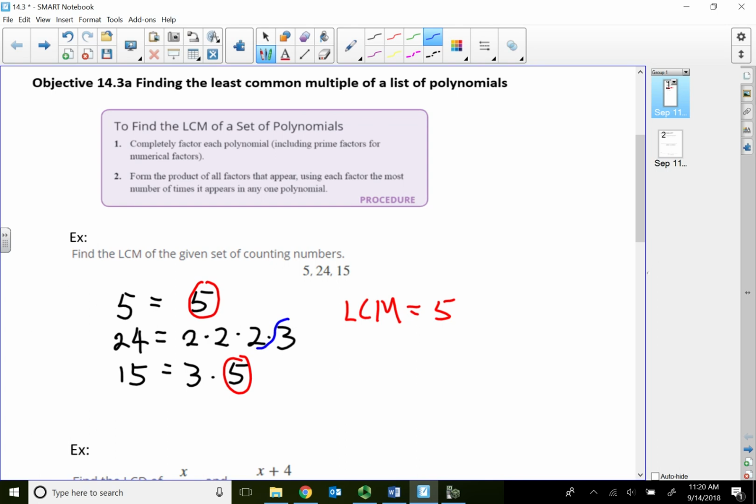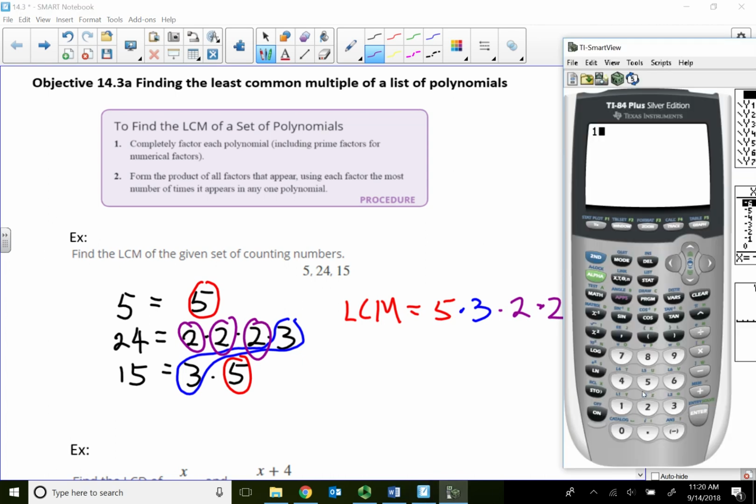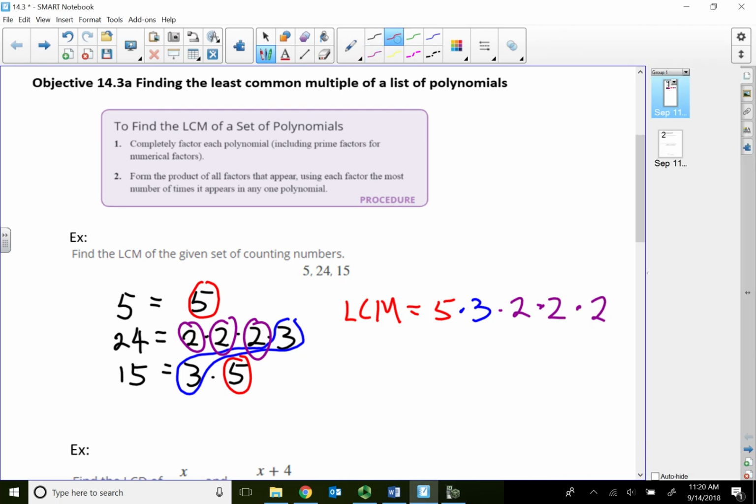The 3 here and the bottom 3 repeated, so we will count them one time. This factor 2 did not repeat with any other terms, so we count that one time. This 2 did not repeat, count that one time. This 2 did not repeat, count one time again. Once I finish counting them, I'm just going to multiply all of them together. So this is 15 times 8, which tells you the least common multiple is 120.